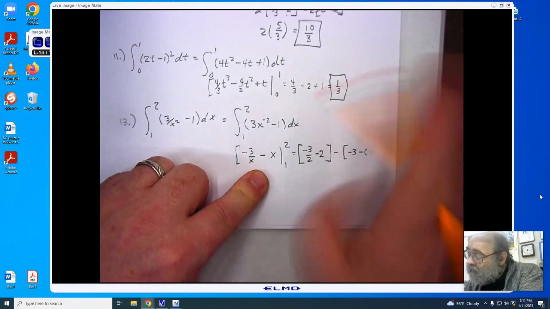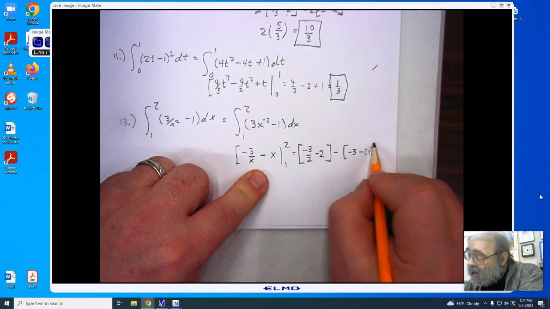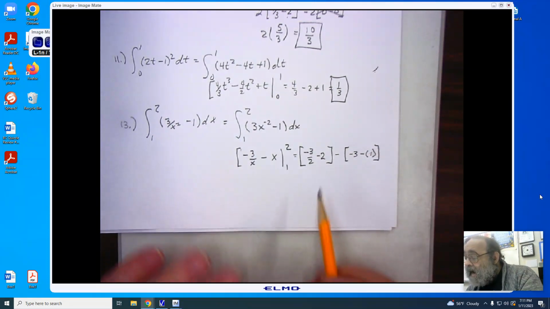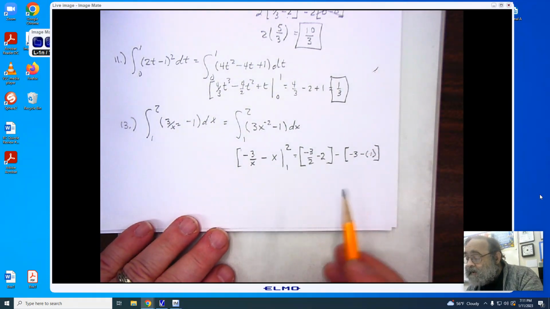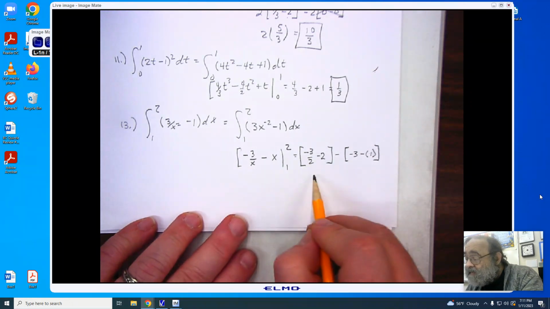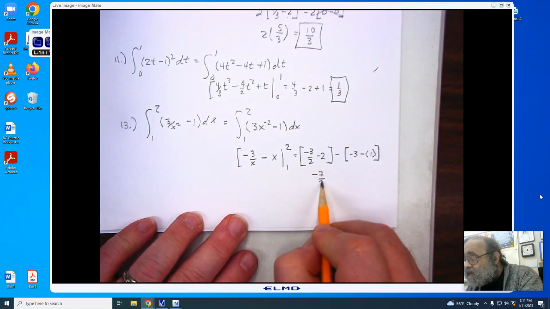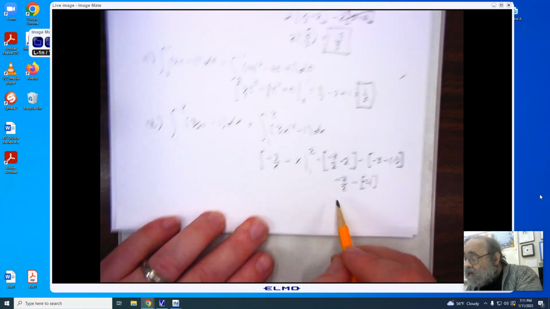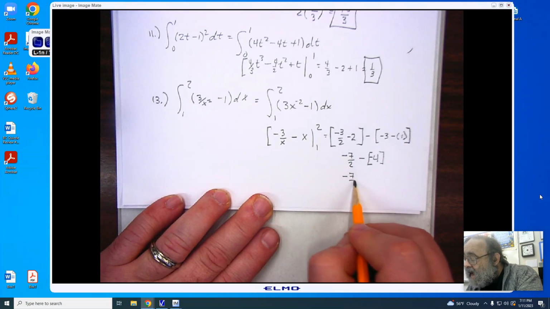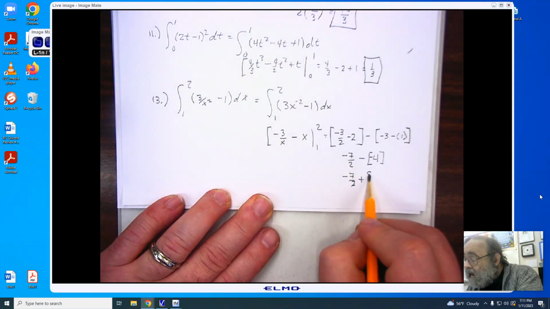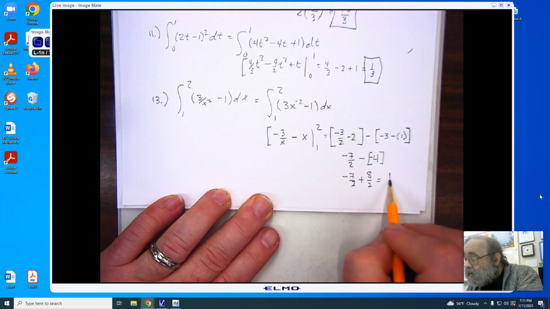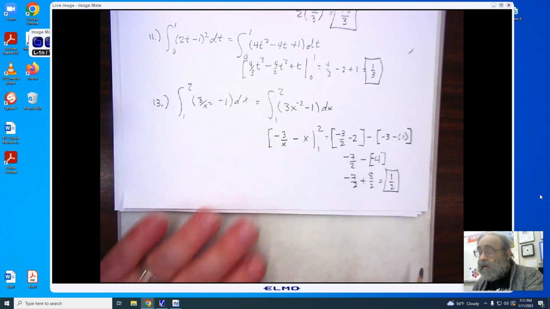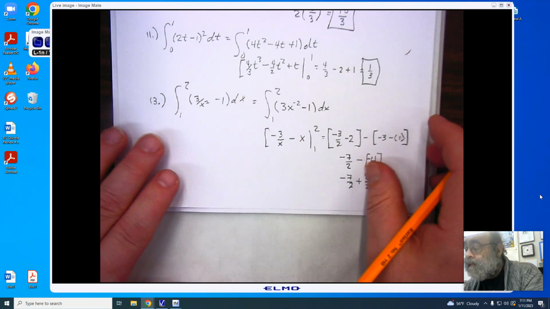Sorry about that. I made an error there and caught it. Very thankful. So I'm now looking at negative 4 halves minus 3 halves, which gives me negative 7 halves. I then have a minus, and this comes out to be negative 4. Notice the double negative here is going to make that a positive, and I'm now looking at negative 7 halves plus 8 halves. My answer is 1/2. And that's the answer to number 13.